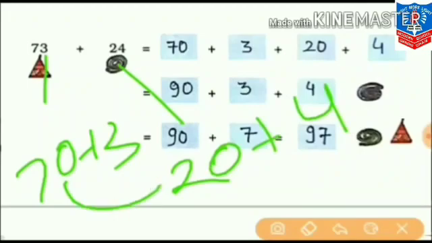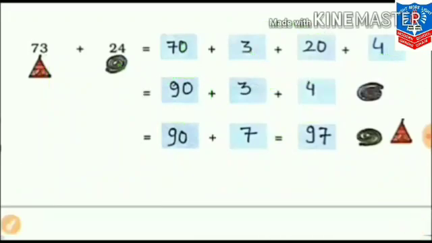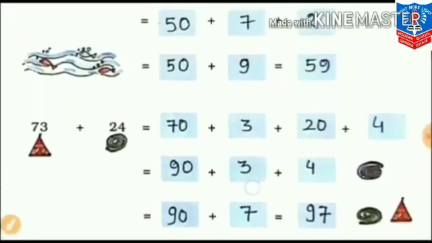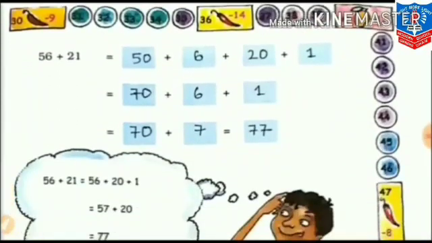70 plus 3, 20 plus 4. 70 और 20 को mix कर देने का, तो it becomes 90. 3 plus 4 will become 7. So 90 plus 7 is equal to 97. Children, I hope you are understanding.